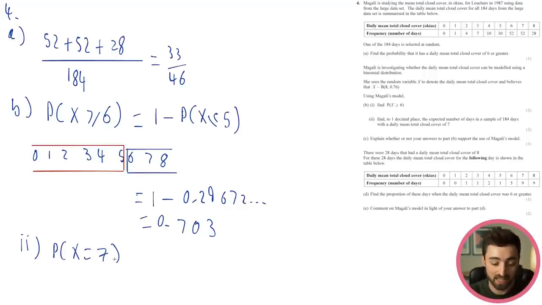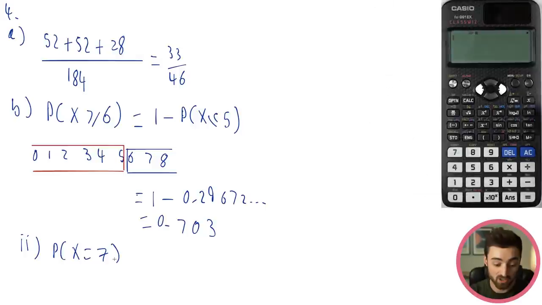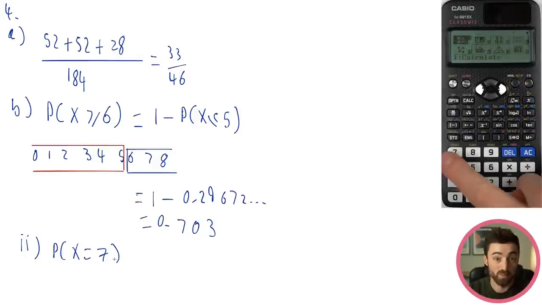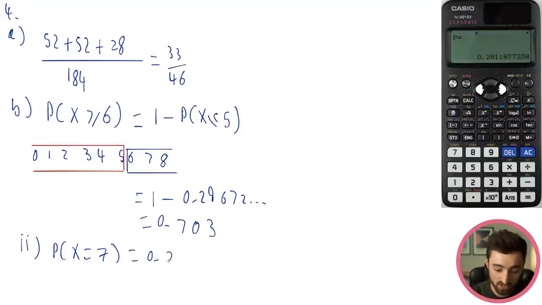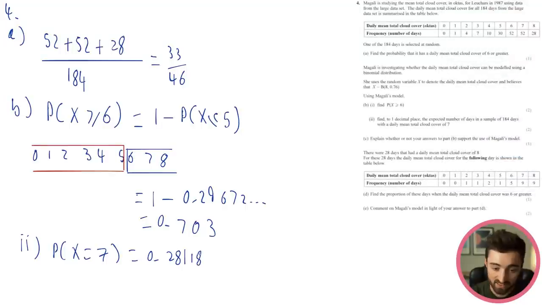So going back to my calculator and going to the distribution list, this is going to be binomial PD, binomial probability distribution. Super similar though, list and variable, go to your variable. You're putting in the same numbers now, but it's just going to give you the exact one. So X is going to be 7 now, N is going to be 8, and P is going to be 0.76. Again, press equals, get your answer. So this probability is 0.28118... all of that.